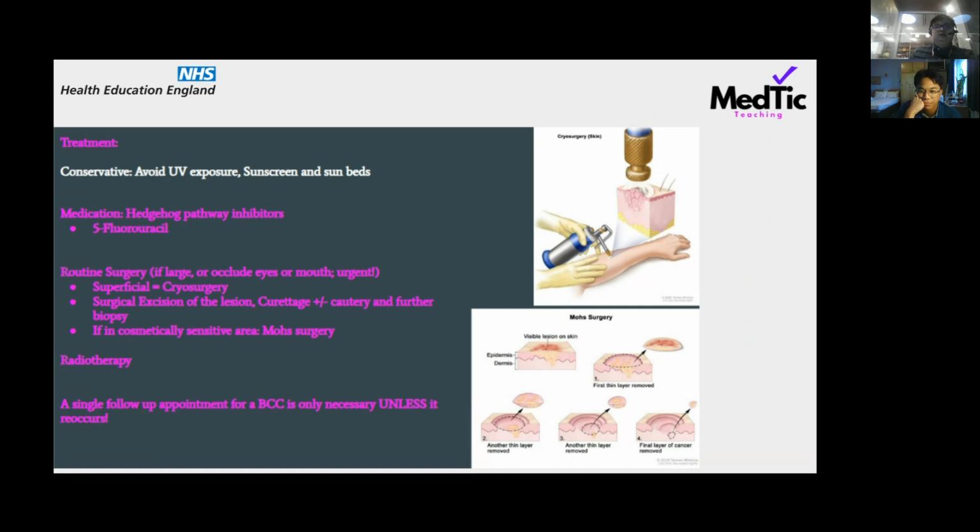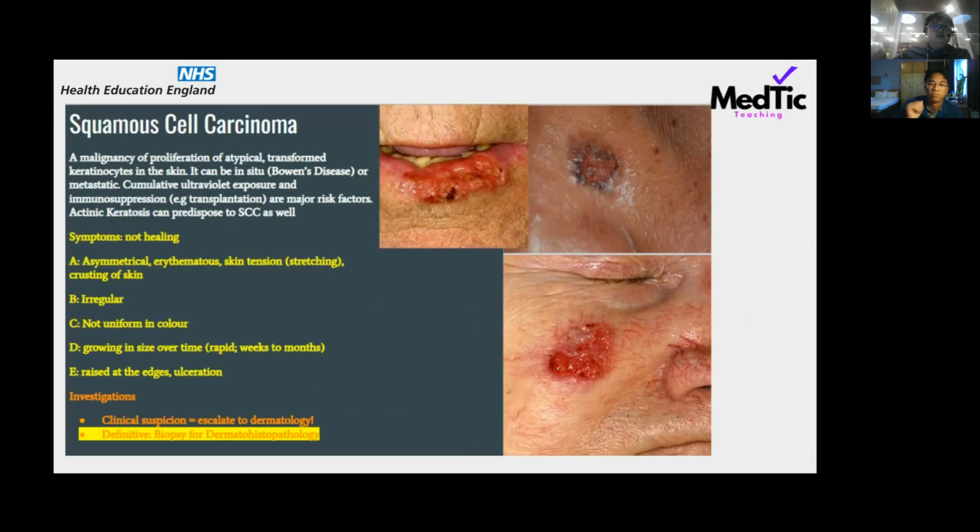Radiotherapy is only indicated for very profound BCC, like if it evolves to a rodent ulcer, or if it's quite extensive throughout the body, and you only need to do follow-up if it comes back again, regardless of the location. Going to the next slide, I'll be covering the other thing that causes a lot of debate, which is squamous cell carcinoma. So, unlike a BCC, although it's still asymmetrical, there's a lot more crusting to it.